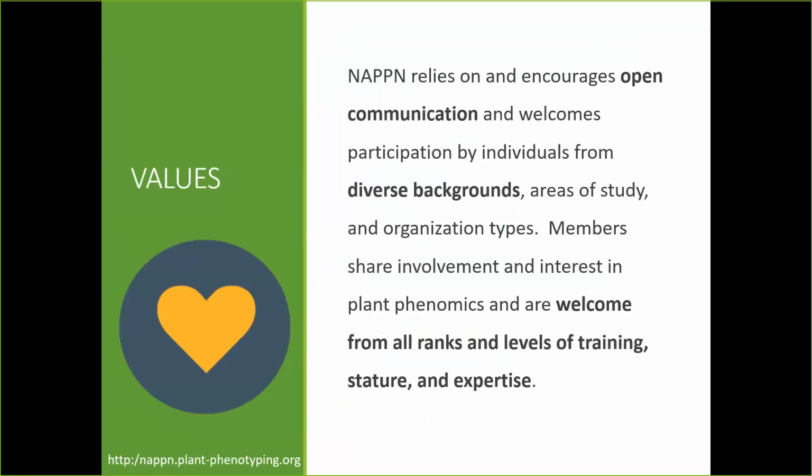So we also want to ensure that we get representation from all ranks and levels of training. So we want students to attend. The Phenome conference has done a great job with providing travel grants and funding for early career scientists and students. And we want to make sure that continues, that our membership isn't just PIs, but also people that are up and coming in this area.